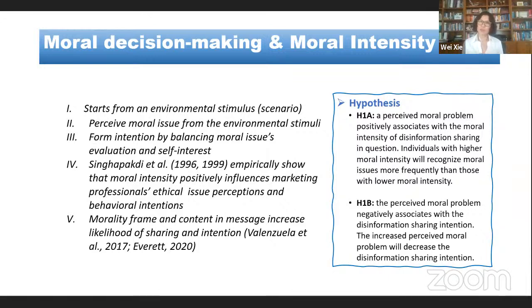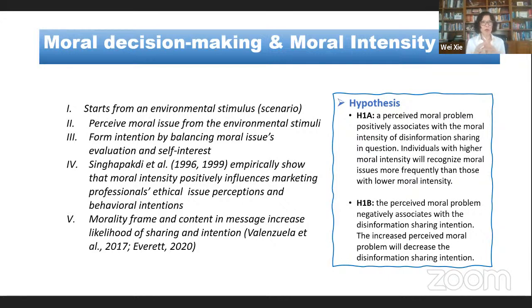And the first group of hypotheses is related to decision making, because sharing or not sharing disinformation on social media is a decision, right? And according to these studies, it is a moral decision, because the decision can end up misleading or even hurting other individuals, organizations, and the society as a whole. Sharing decisions usually start from an environmental stimulus. So that's our scenarios, right? When we are in this kind of scenario, we perceive whether there's a moral issue or not, and then we form our intentions before we actually commit to an action. That's what we call decision-making sequence models.